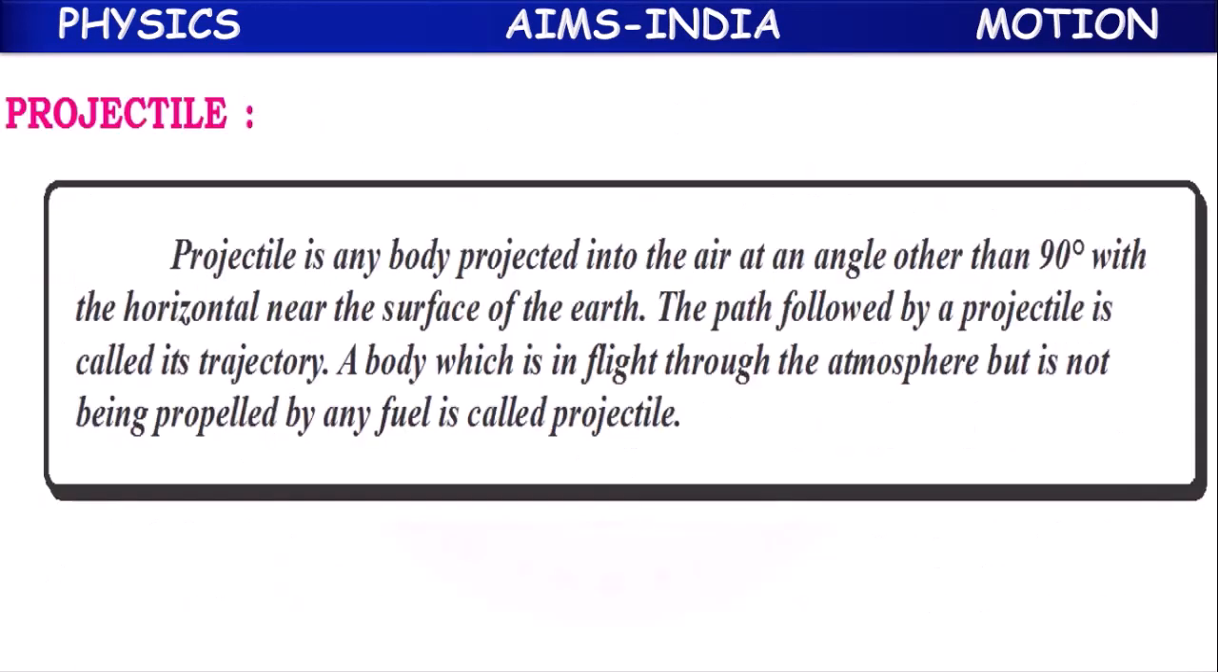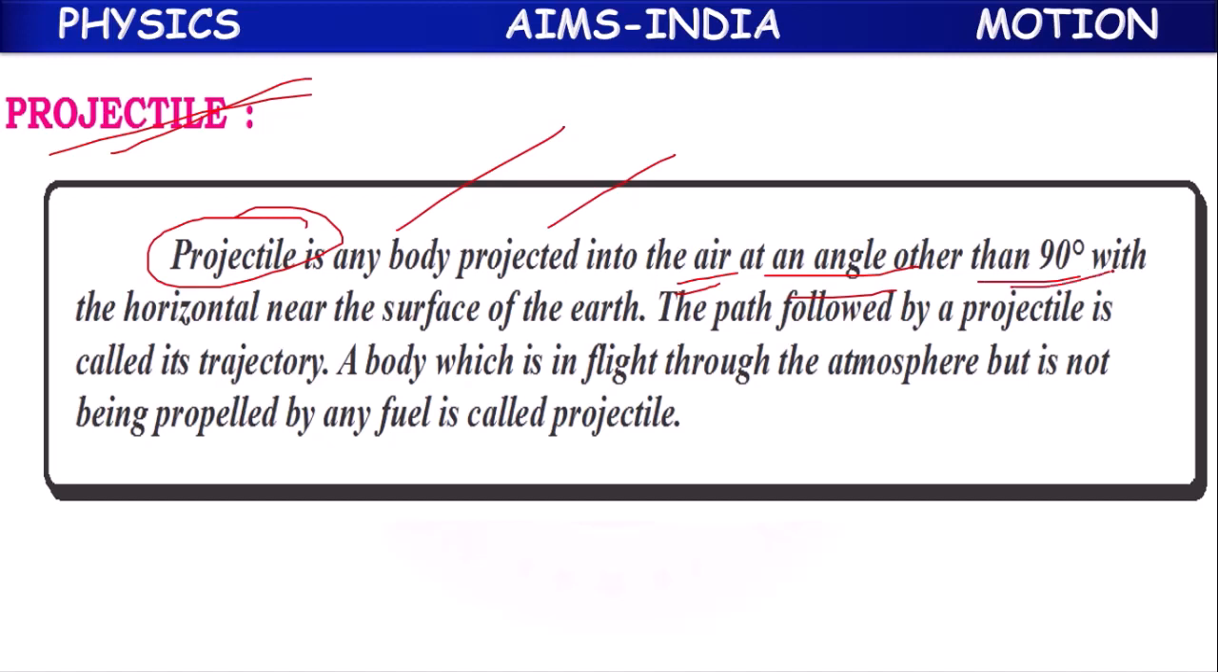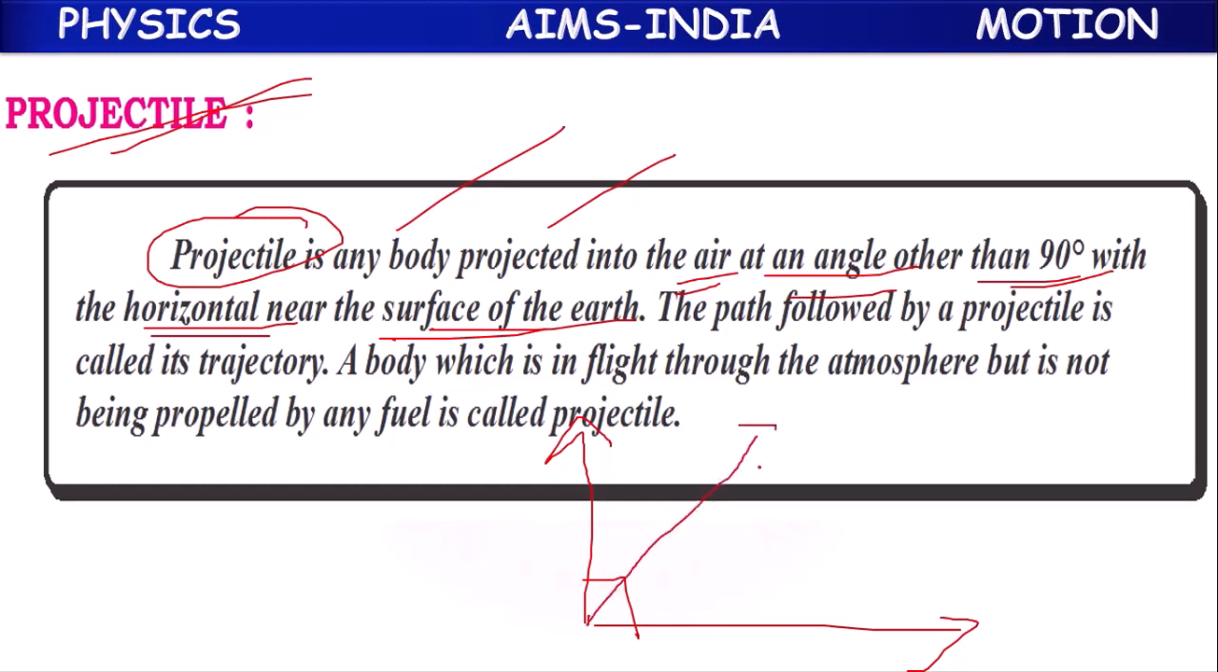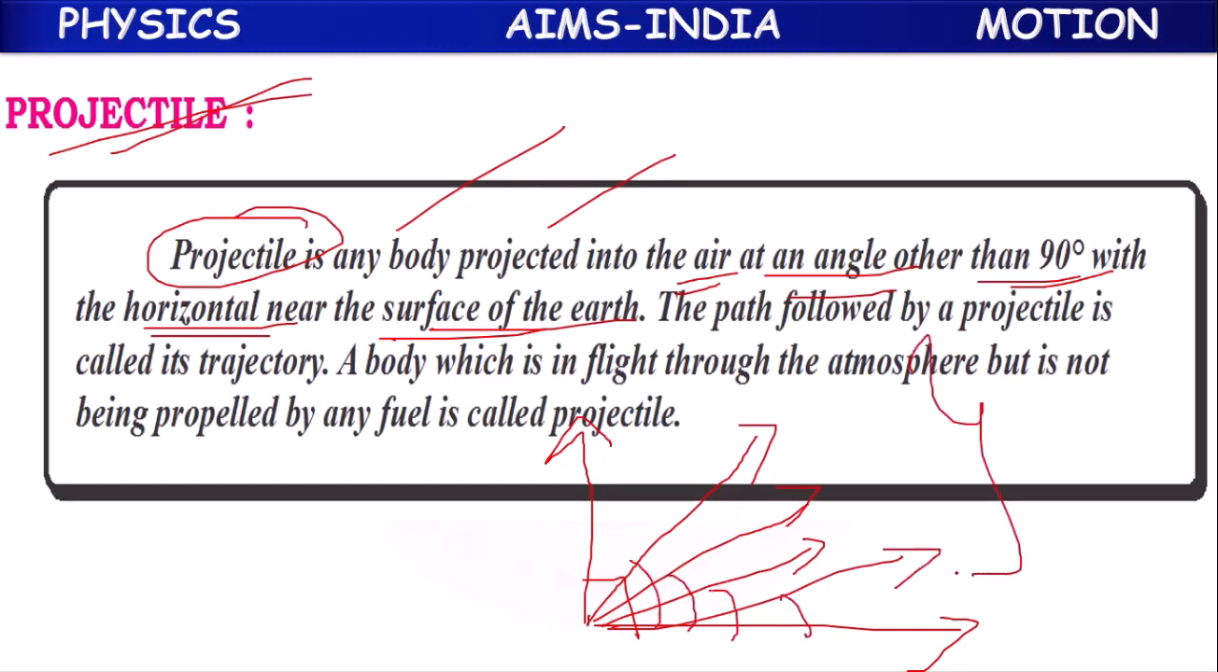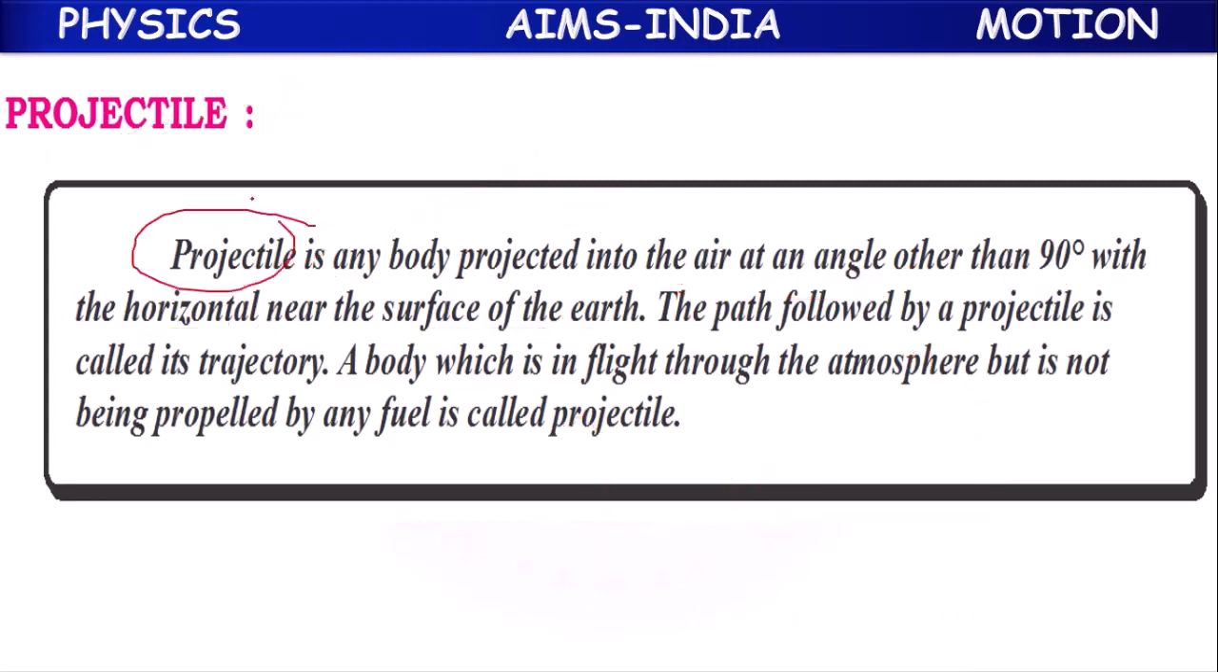About projectile motion we have already learnt. So, what is a projectile? A projectile means any body projected into the air at an angle other than 90 degrees with the horizontal near the surface of the earth. If this is the surface of the earth, and this is 90 degrees, any body projected at this angle, or this angle, these are all angles other than 90 degrees, that body will be called a projectile.